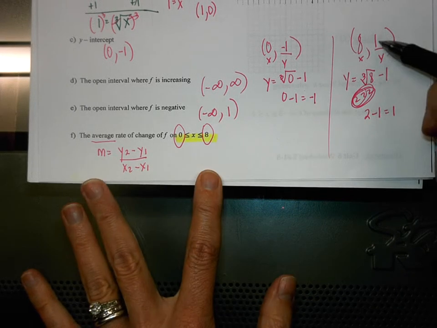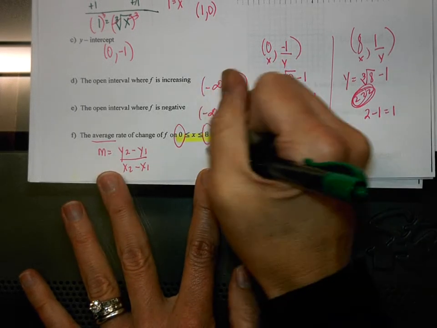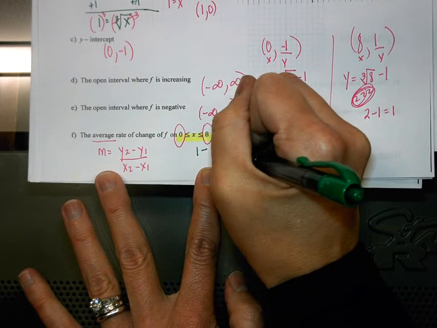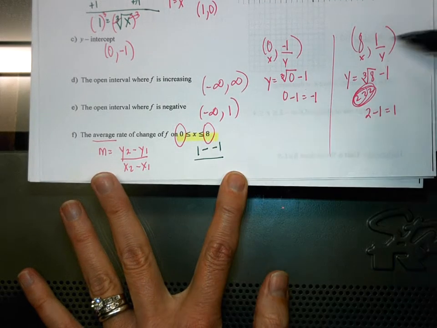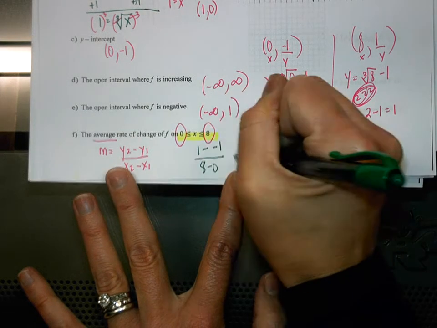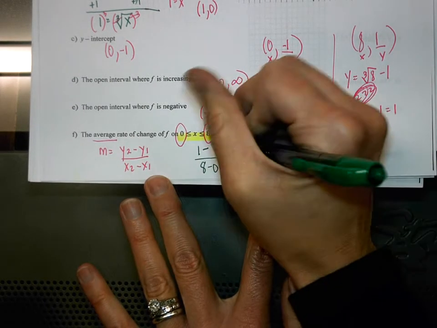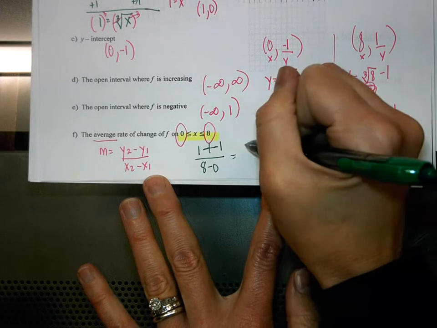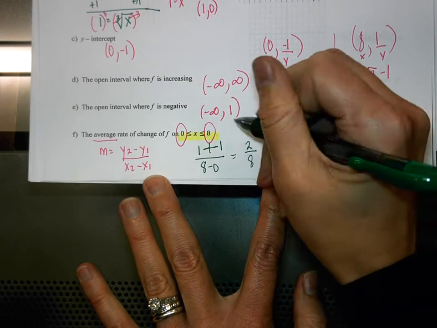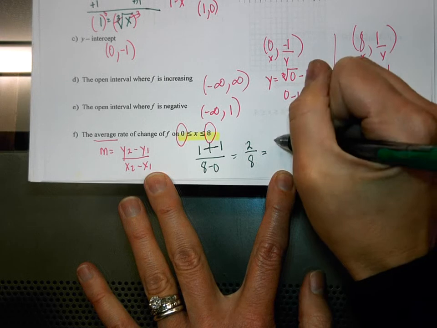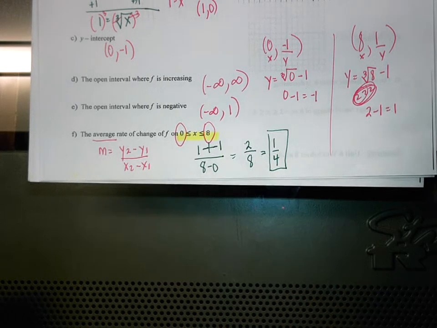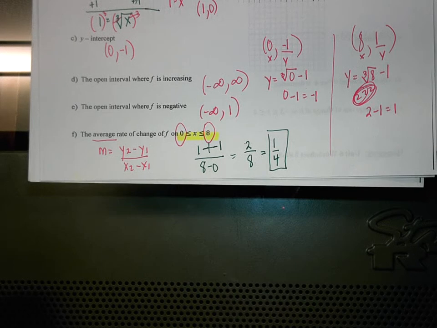y's. So if I start here, we have 1 minus a negative 1. Okay, and then since I started with this one, I start with the 8, and I have 8 minus 0. Remember that 2 negatives side by side end up making a positive, and so I end up getting 1 plus 1, which is 2, and 8 minus 0 is 8, and 2 eighths reduces to 1 fourth. So my average rate of change is 1/4 from 0 to 8.